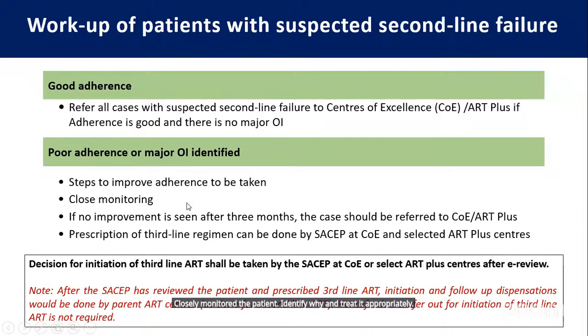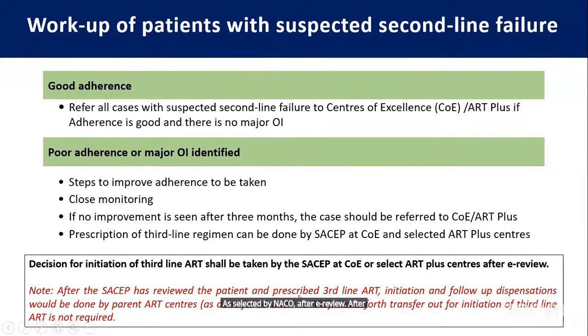If needed, CPT has to be started. If there is no improvement after 3 months, then the case should be referred to the COE or ART Plus center. Prescription of third line regimen can be done by SACEP at COE and selected ART Plus centers. Decision for initiation of third line ART shall be taken by the SACEP at COE or select ART Plus centers as selected by NACO after e-review.